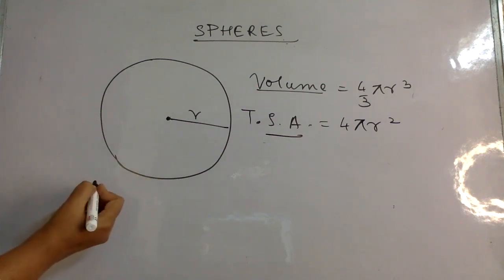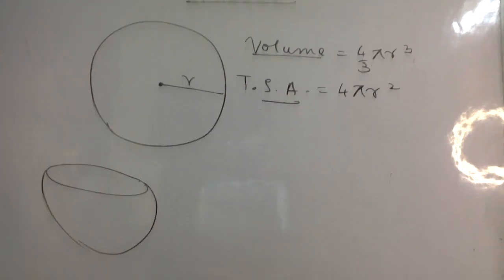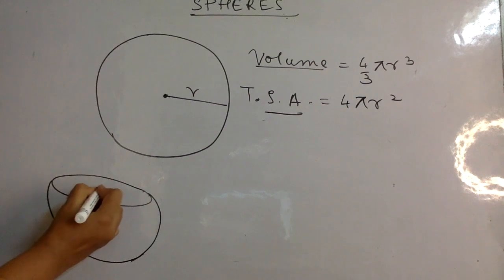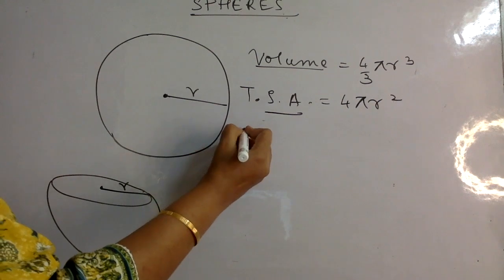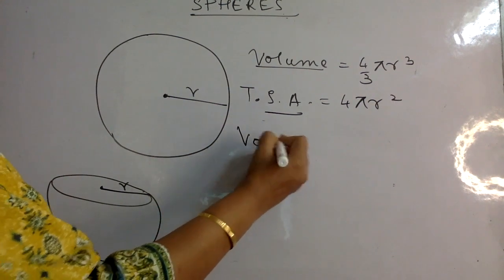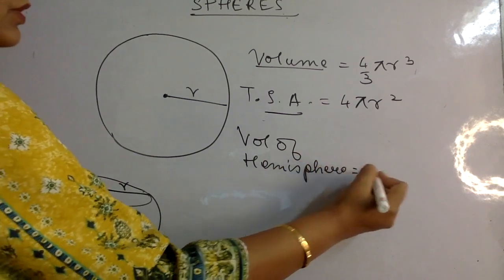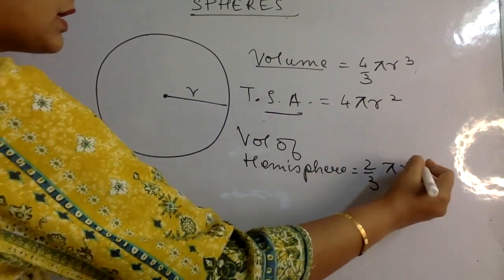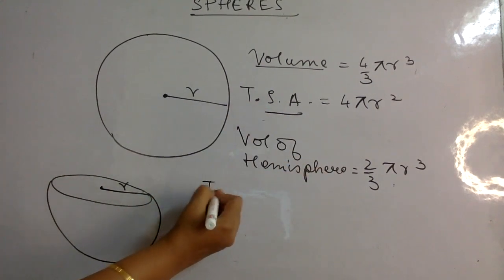What would be the surface area of a hemisphere? This is a hemisphere. You already know that we talk about a hemisphere all the time when we talk about the earth, the southern hemisphere, the northern hemisphere. This is nothing but half of the sphere. So the volume of a hemisphere is equal to just dividing this by 2. If we divide this by 2, we get 2/3 pi r cube.